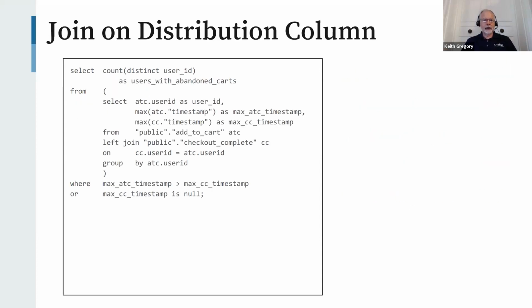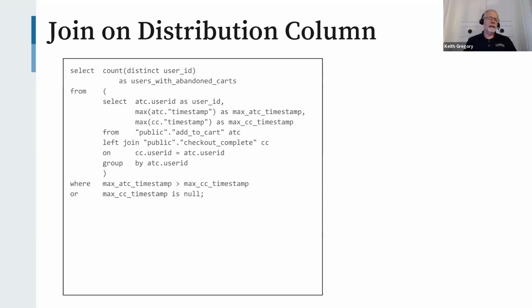Next up, joining just on the distribution column. The goal of this query is something that Redshift should perform very well because it's not dealing with a lot of columns from the table. So that columnar data store gives you a distinct benefit, and it's a join on a single column that happens to be the distribution column.